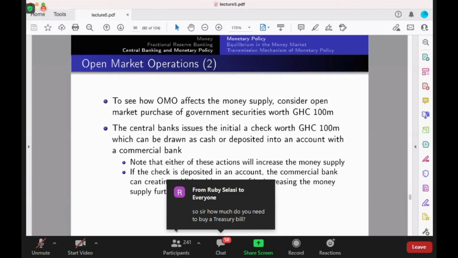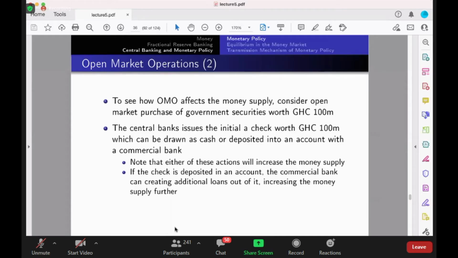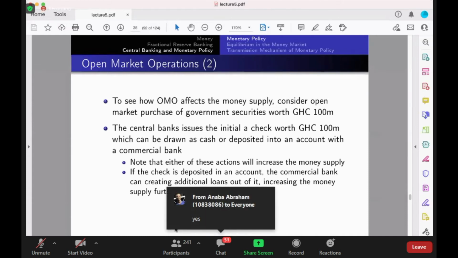So it's trying to tell you that, even though we learned from the deposit creation process how commercial banks can make money, the initial action is not yet the money creation process. It's when the banks make additional loans and that kind of thing, okay, that they make. All right.